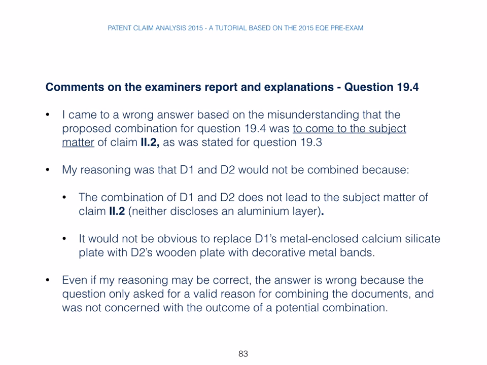Neither document discloses an aluminium layer, and it would not be obvious to replace D1's metal enclosed calcium silicate plate with D2's wooden plate with decorative metal bands. However, even if my reasoning may be correct, the answer is wrong because the question only asks for a valid reason for combining the documents and was not concerned with the outcome of a potential combination.